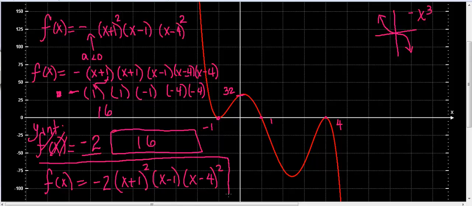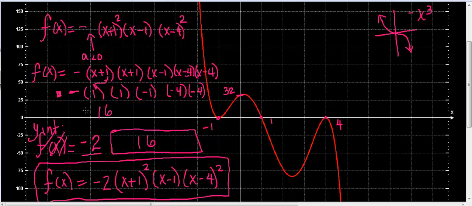If you want to check to make sure that your y-intercept is 32 as the graph indicates, take negative 2 times 1, negative 2, times 1 again, negative 2, times negative 1, that would be positive 2, and positive 2 times negative 4 is negative 8, and negative 8 times negative 4, again, that gives you 32, and now it coincides with your y-intercept. So there you have an idea of how to find this a.